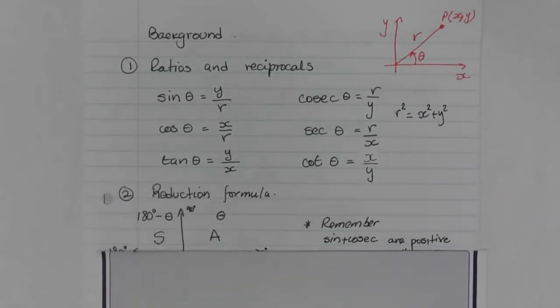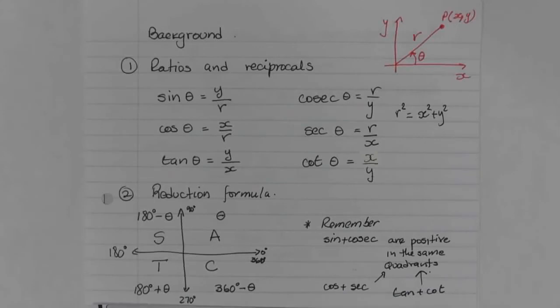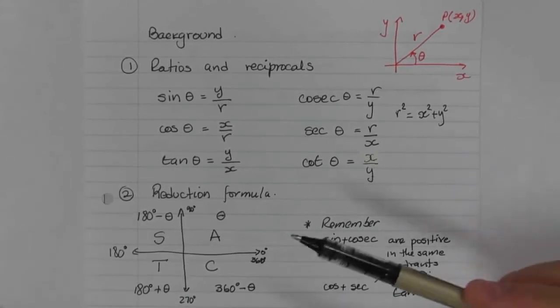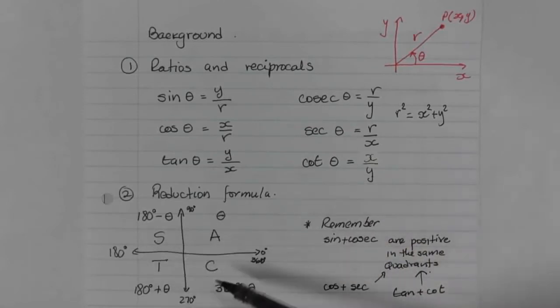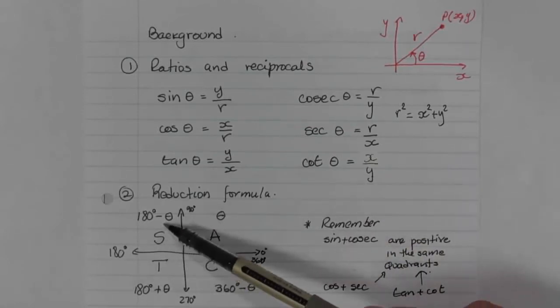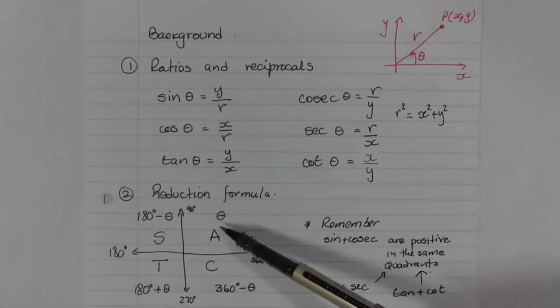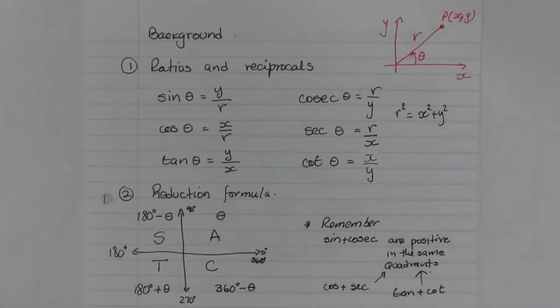From there, we moved on to formulas of reduction. What are formulas of reduction? In basics, formulas of reduction are formulas that allow us to convert any angle from any of the other three quadrants, from the second to the fourth quadrant, into an equivalent angle in the first quadrant. And we did this test in class.